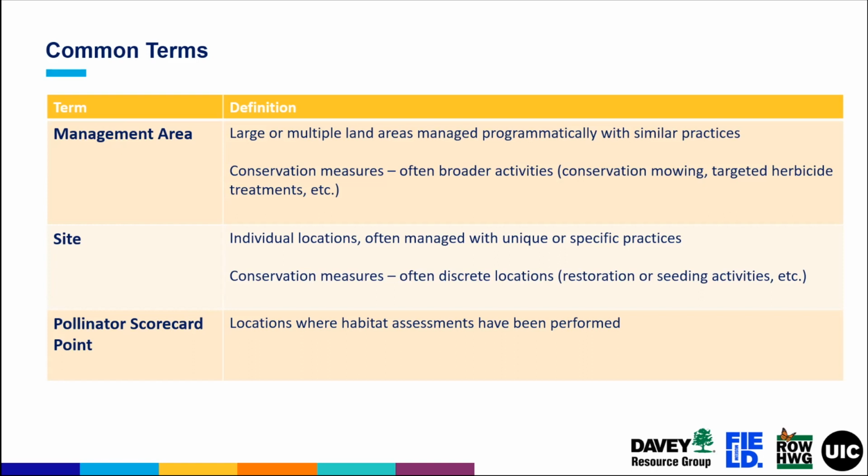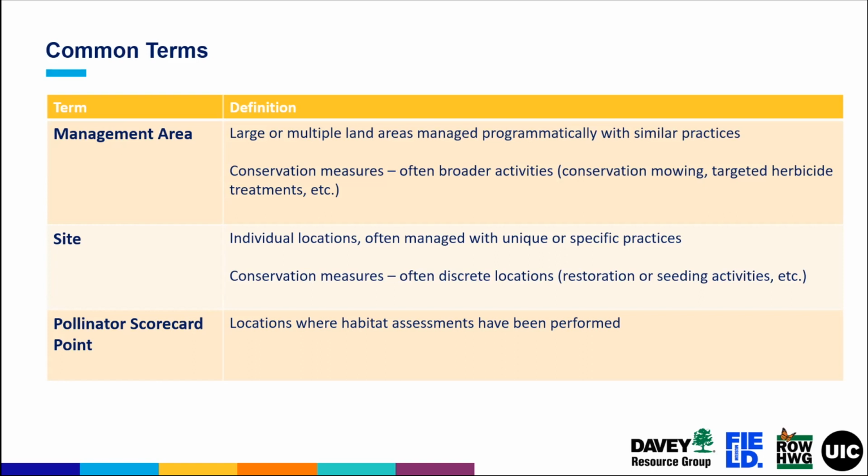By comparison, a site can also be individual locations or multiple locations potentially. But this is where maybe you want to identify a unique or specific set of practices. So maybe you've done a unique type of seeding or a unique restoration type activity, something that's discrete from what you're doing elsewhere in your system. That would be what we would typically envision as a site or habitat site in the database. So think of those two types: management areas and sites.